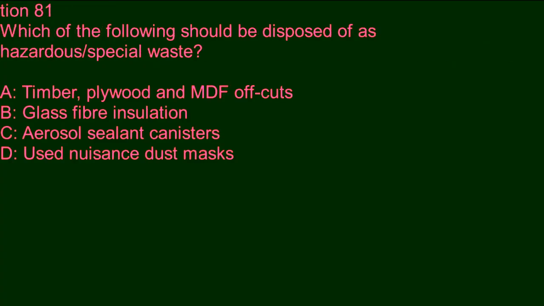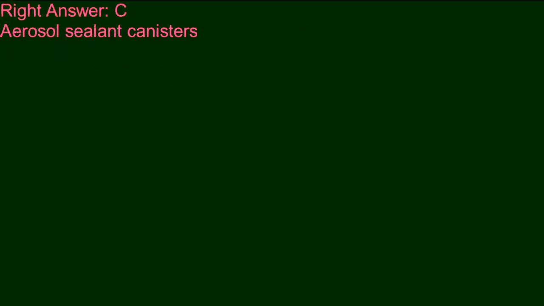Question 81. Which of the following should be disposed of as hazardous, special waste? A. Timber, plywood and MDF offcuts. B. Glass fiber insulation. C. Aerosol sealant canisters. D. Use nuisance dust masks. Right answer, C. Aerosol sealant canisters.